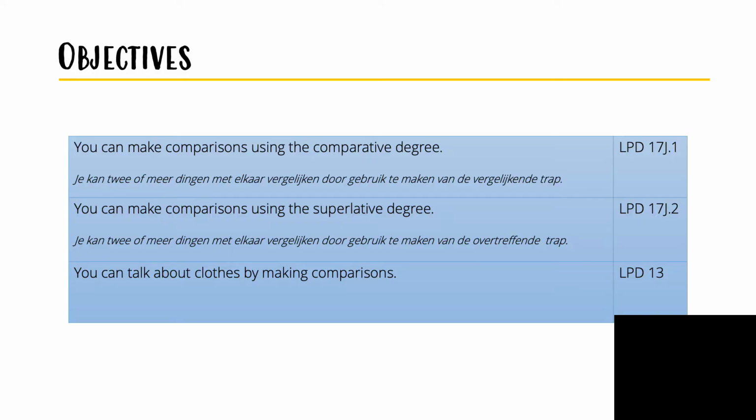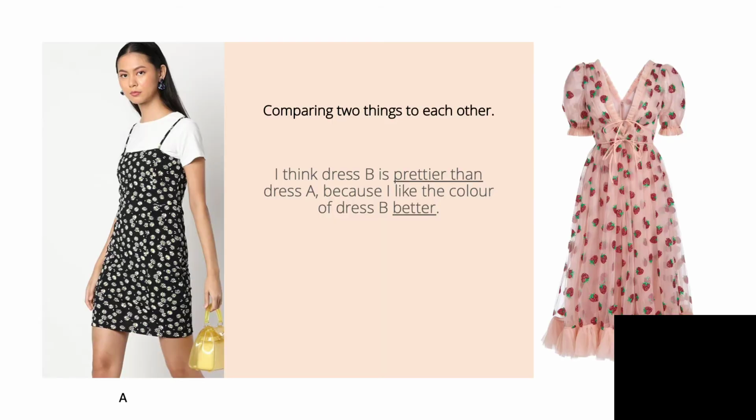What are the objectives for today? Wat zijn de doelstellingen? You can make comparisons using the comparative degree. Dus dat wil zeggen, je kan twee of meer dingen met elkaar vergelijken door gebruik te maken van de vergelijkende trap. You can make comparisons using the superlative degree. Je kan twee of meer dingen met elkaar vergelijken door gebruik te maken van de overtreffende trap. And you can talk about clothes by making comparisons. We gaan er meteen invliegen.